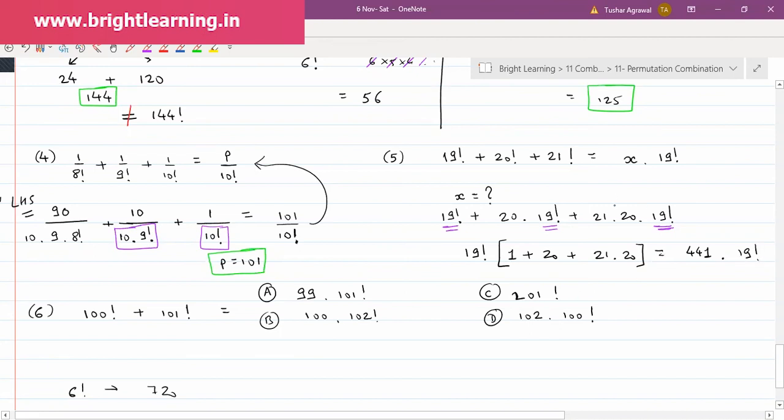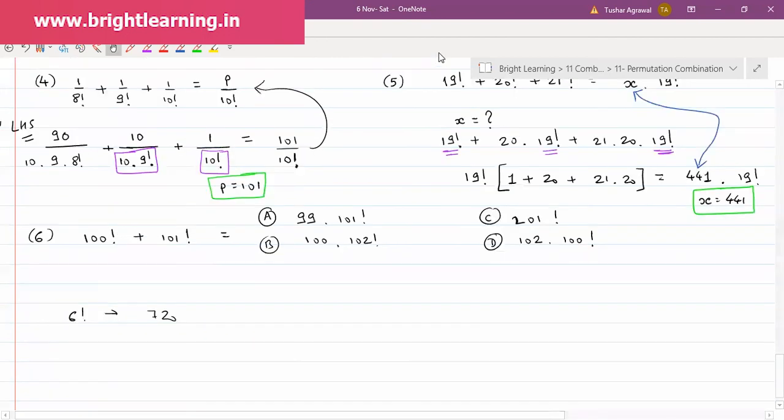And he has asked me to compare these two. On comparing these two, x is equal to 441. Okay. Can you see this result? x equal to 441. Everybody? And now the same logic here.